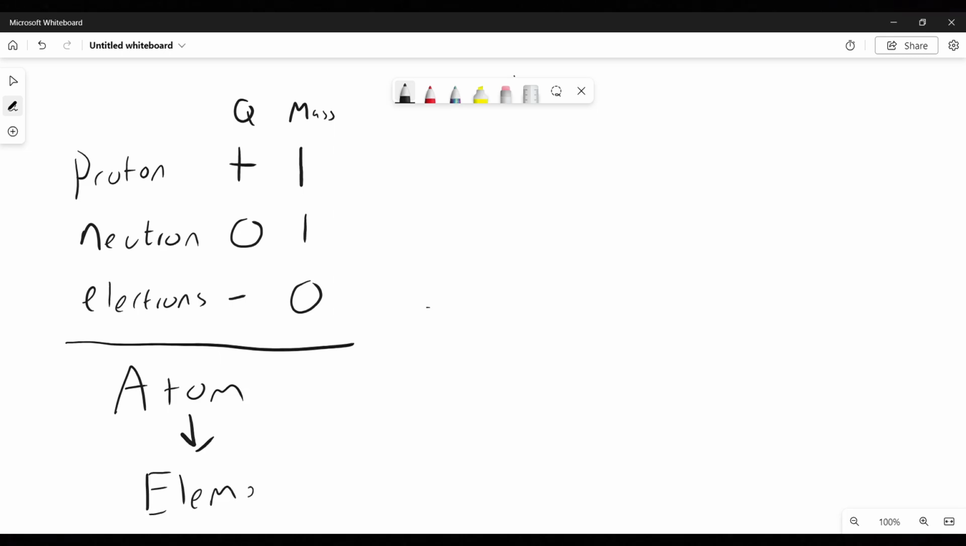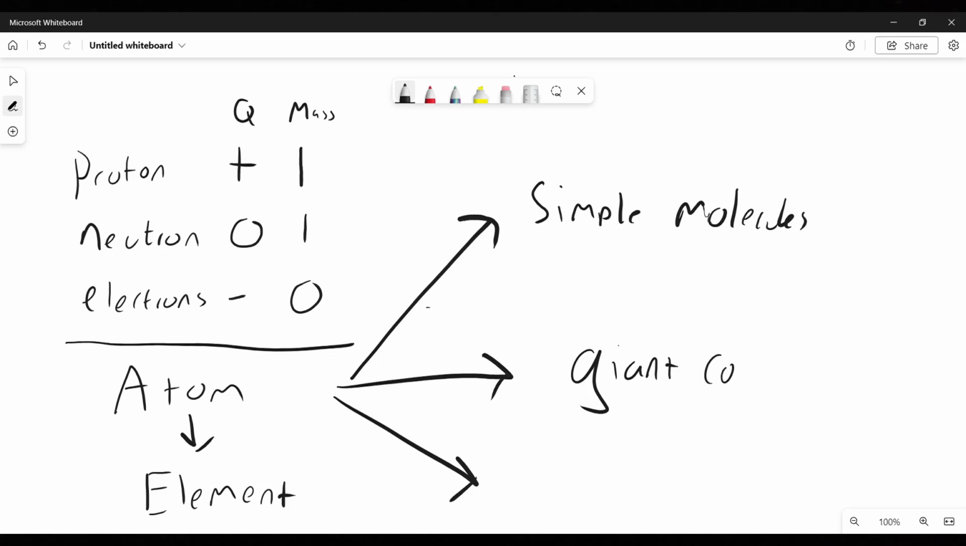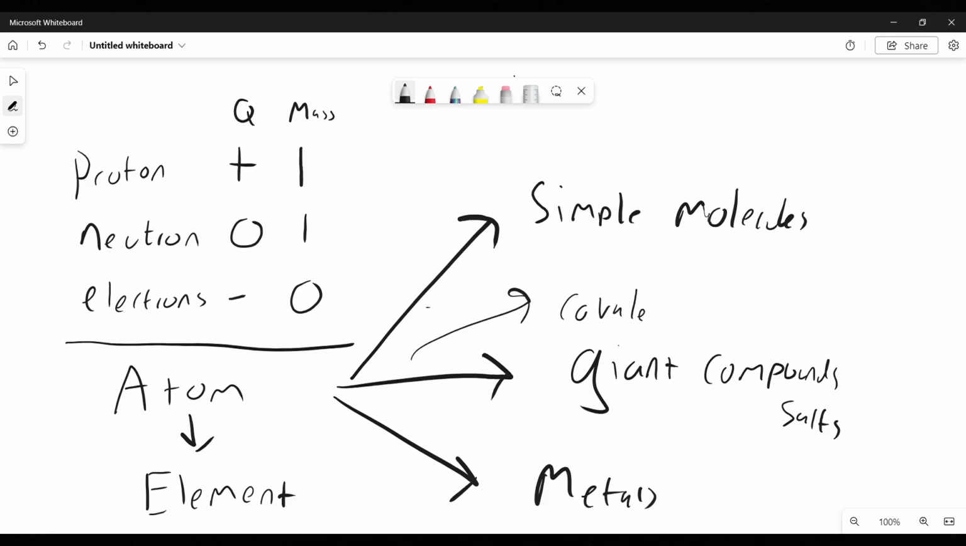Atoms can interact together to form even bigger compounds. These are all called compounds. We can have simple molecules, which are relatively small compounds with formulas that do not repeat, or we can have giant compounds, which can be salts or metals or covalent. We can have giant covalent compounds like silicon dioxide, for example, which I think I referred to as a salt earlier, and it's not.